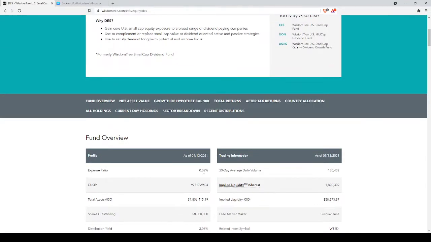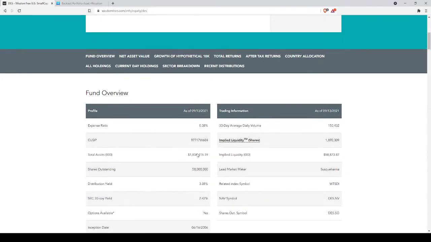As usual, we'll start with the expense ratio, which currently sits at 0.38%. Not very high, also not very low. Really the average when it comes to index funds, passively managed funds. This is really an average price. Not too high, not too low. Nothing to write home about or be scared of.